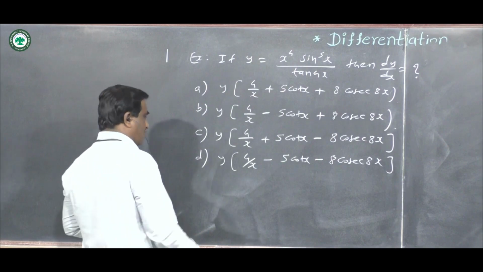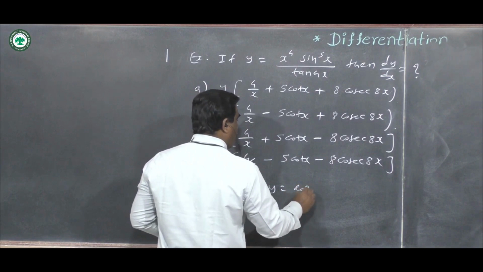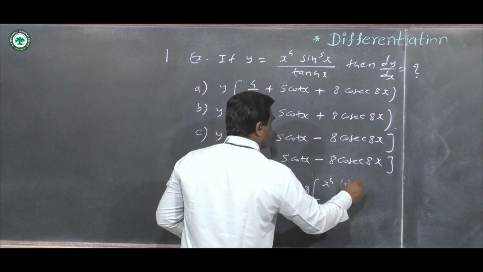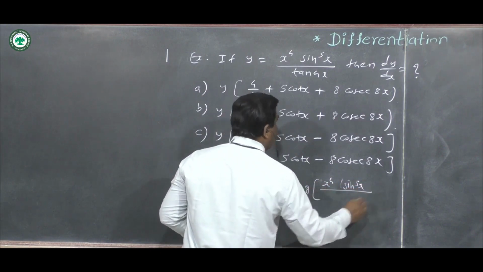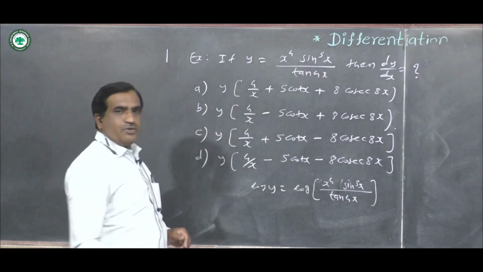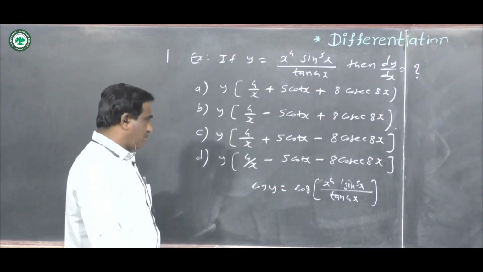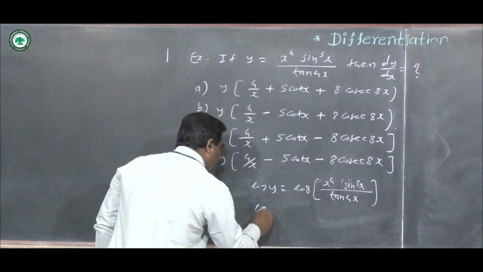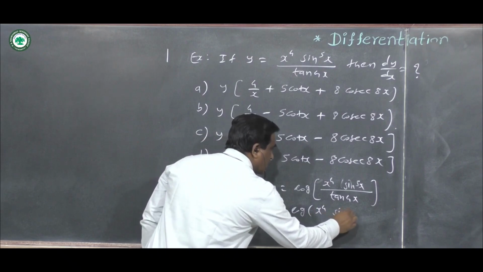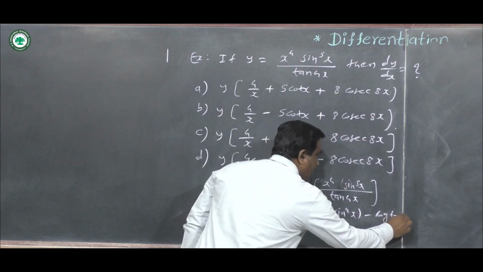Taking log on both sides, we can write here log y is equal to log of in bracket x raised to 4 into sin raised to 5x upon tan of 4x. Then we can use here the rule for logarithm, log a upon b equal to log a minus log b. Then we get log y is equal to log of x raised to 4 into sin raised to 5x minus log of tan 4x.